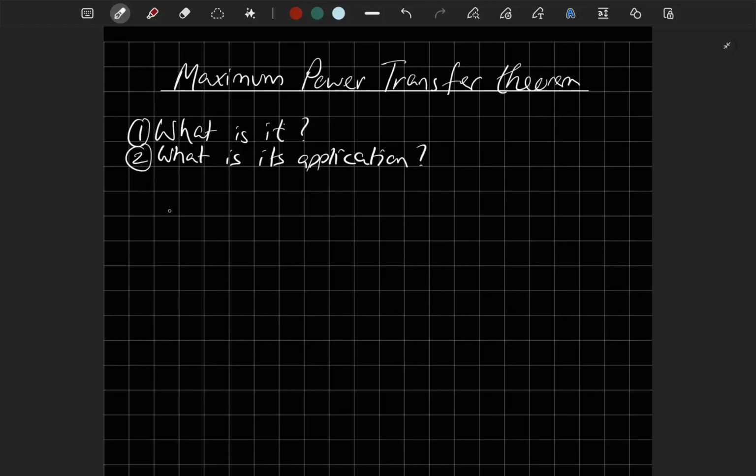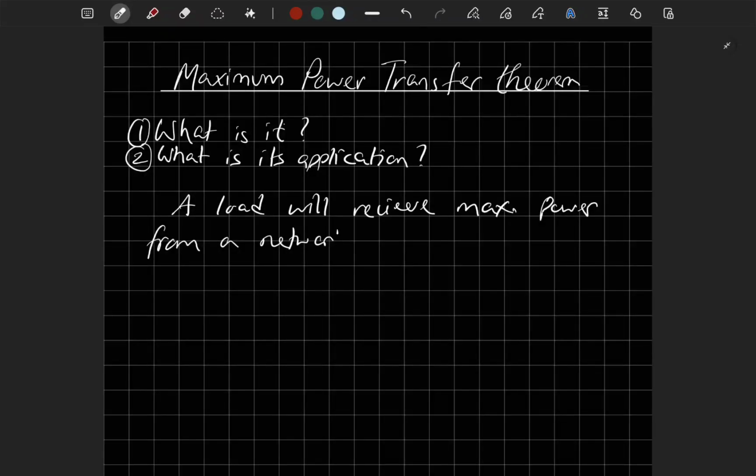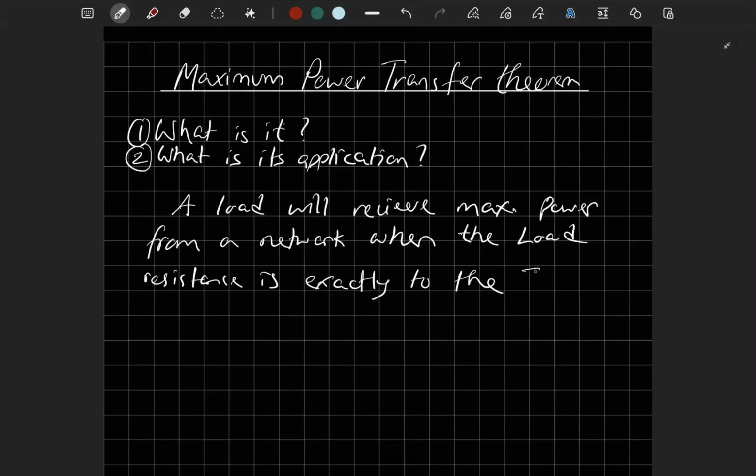This theorem states that a load will receive maximum power from a network or circuit when the load resistance is exactly equal to the Thevenin's resistance of that network.